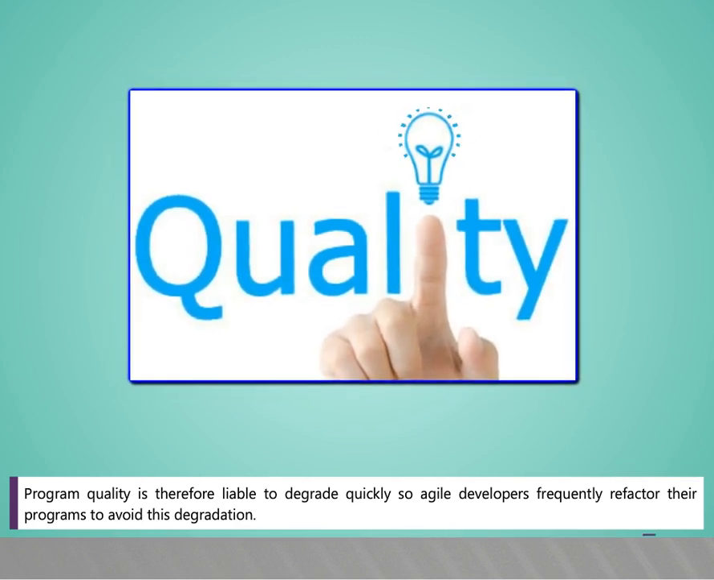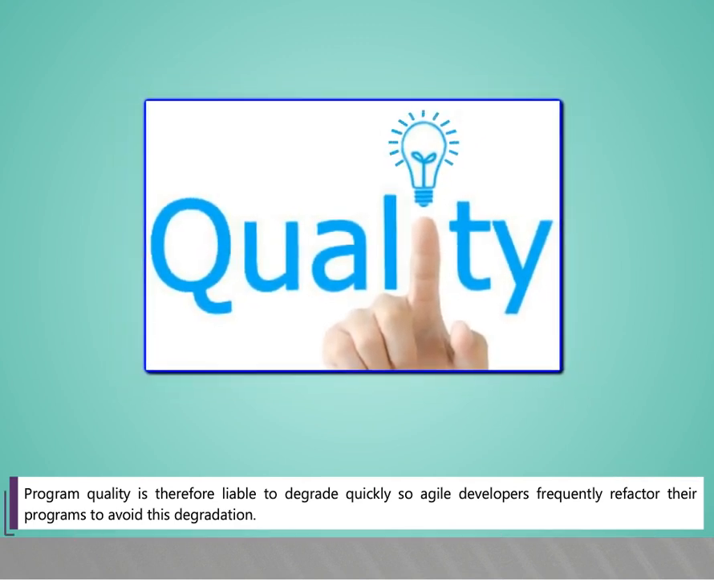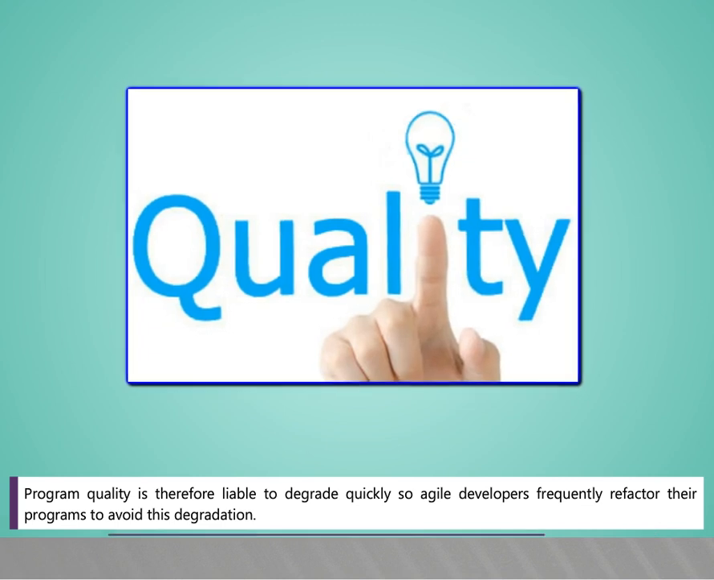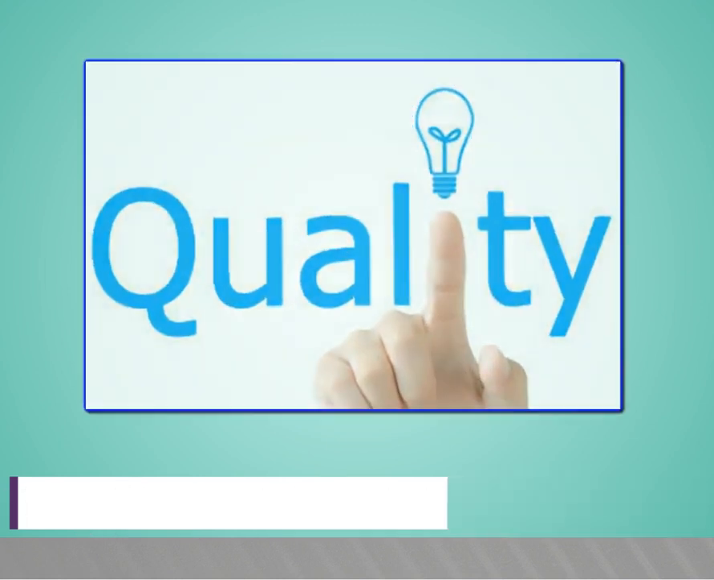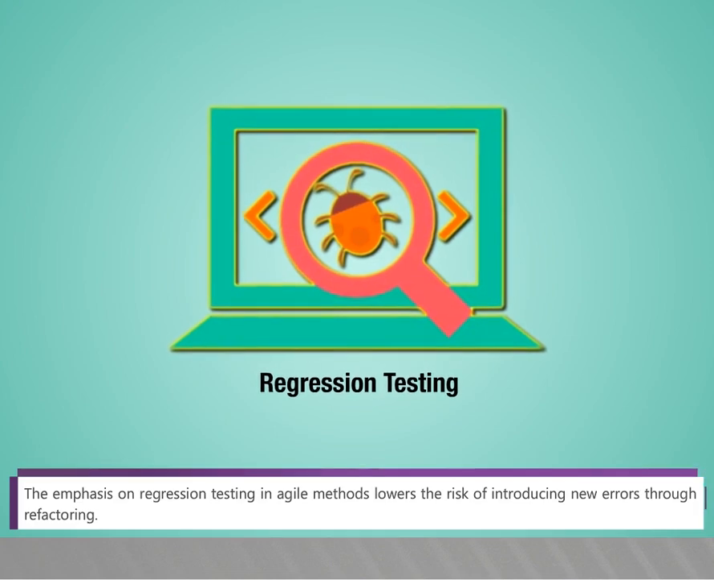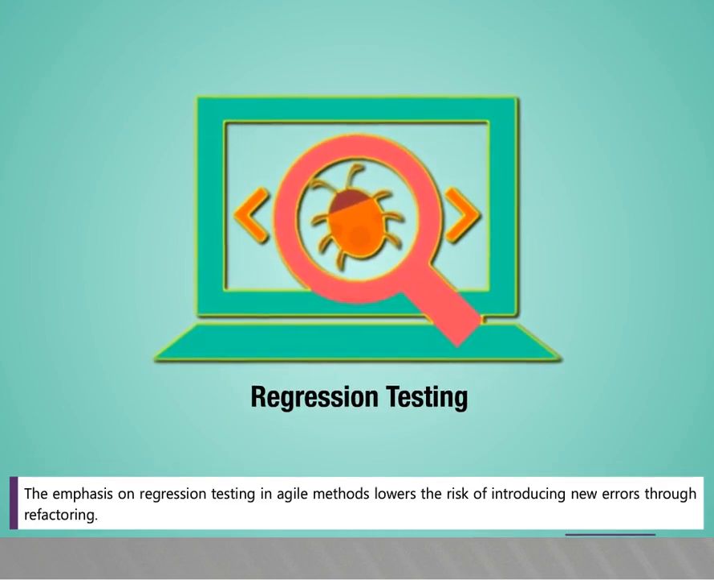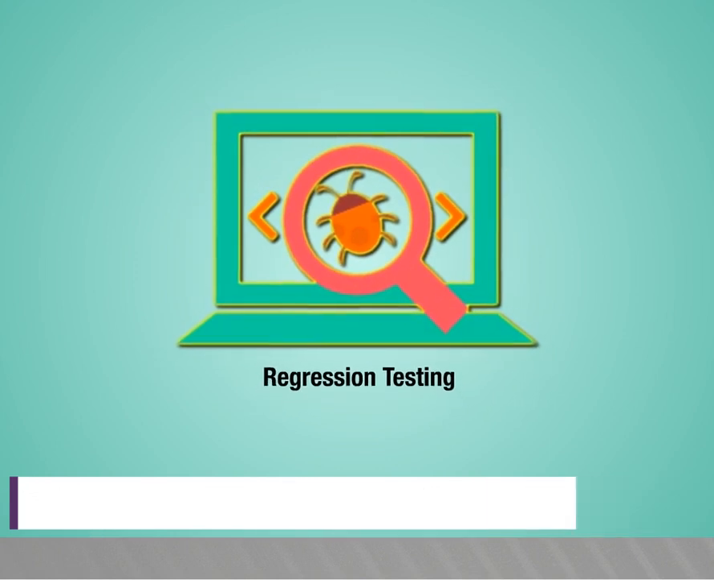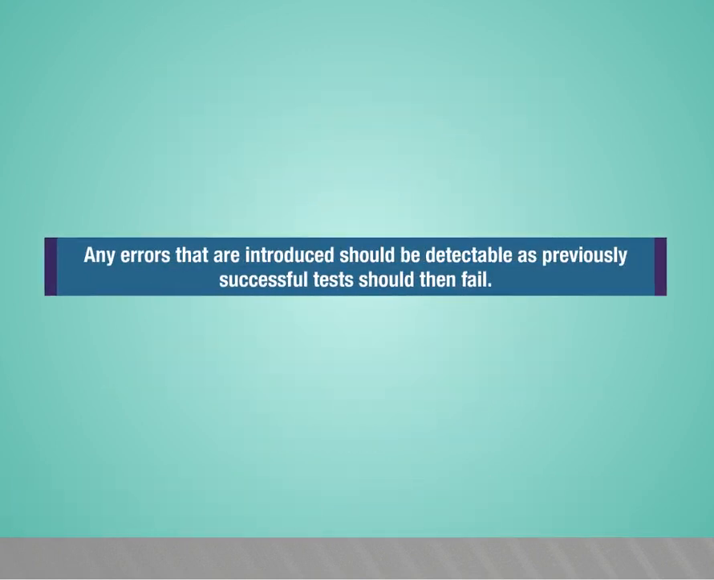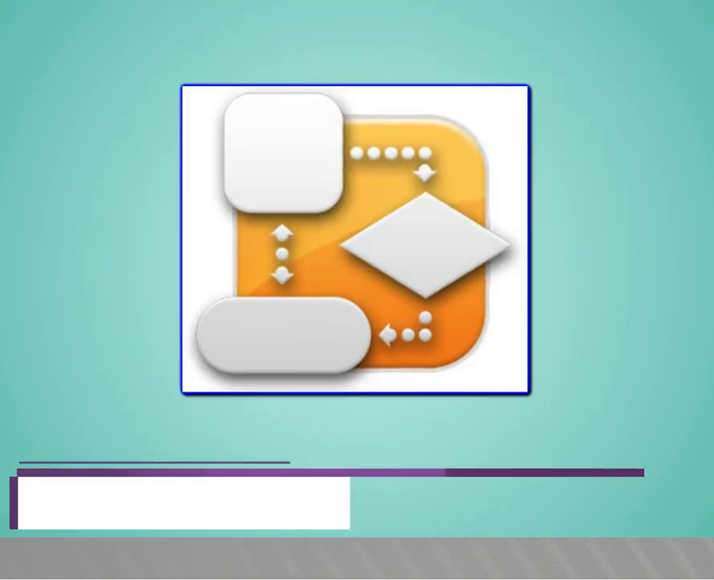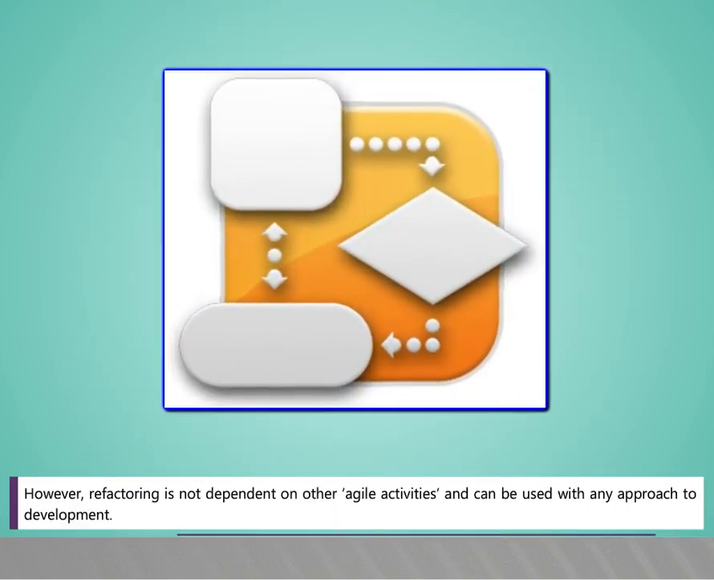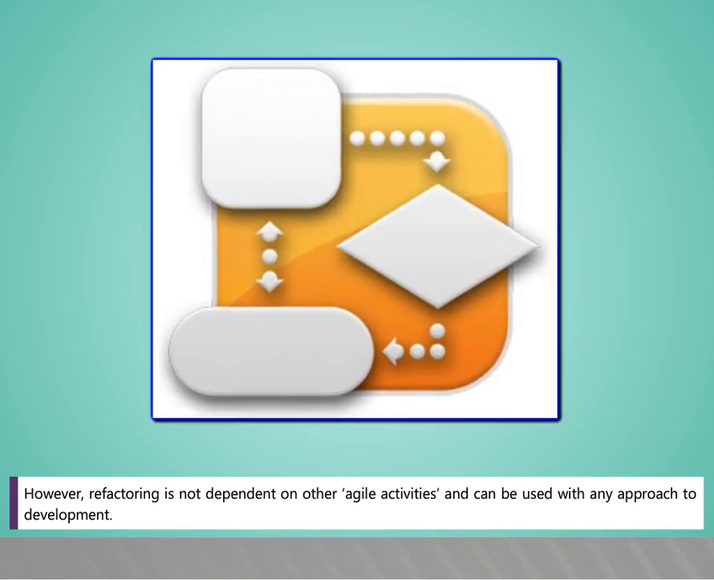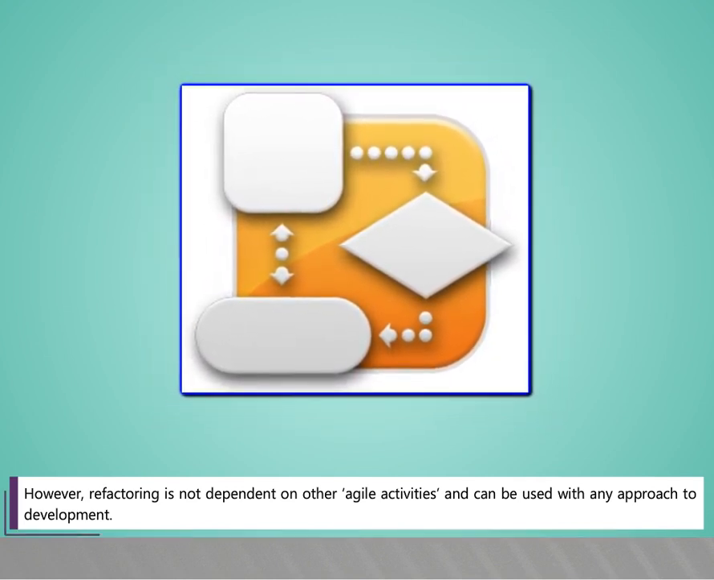Program quality is therefore liable to degrade quickly, so agile developers frequently refactor their programs to avoid this degradation. The emphasis on regression testing in agile methods lowers the risk of introducing new errors through refactoring. Any errors that are introduced should be detectable, as previously successful tests should then fail. However, refactoring is not dependent on other agile activities and can be used with any approach to development.